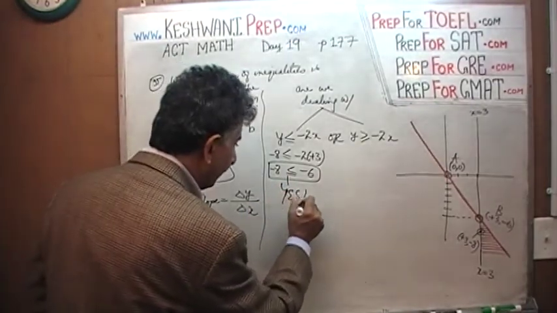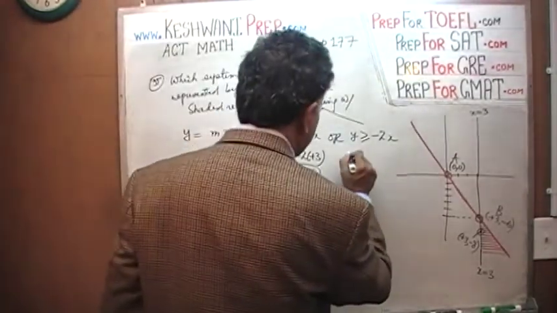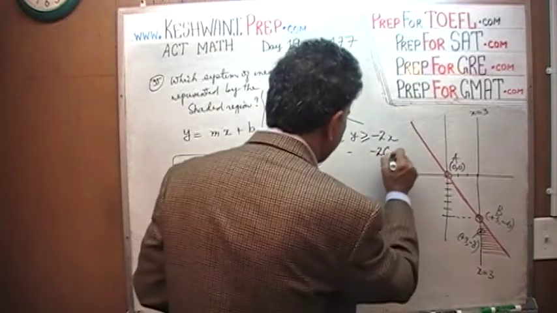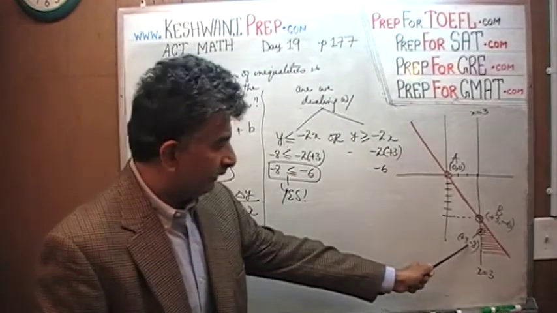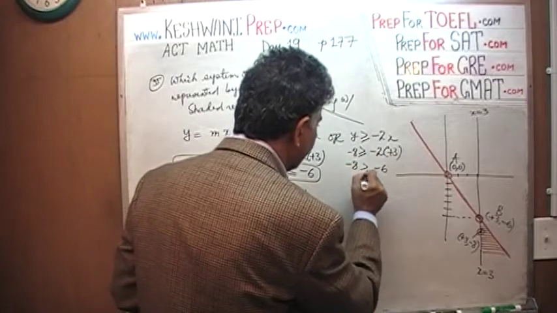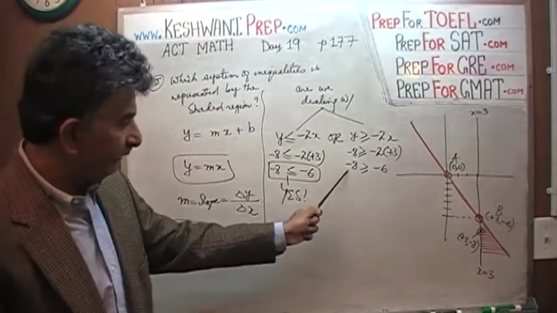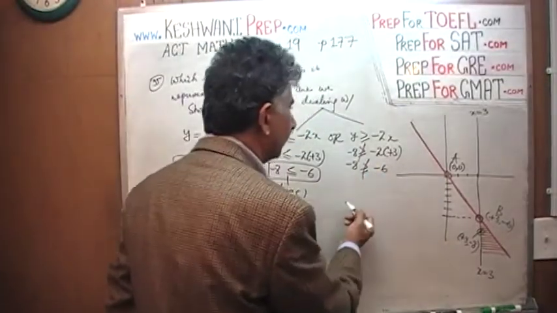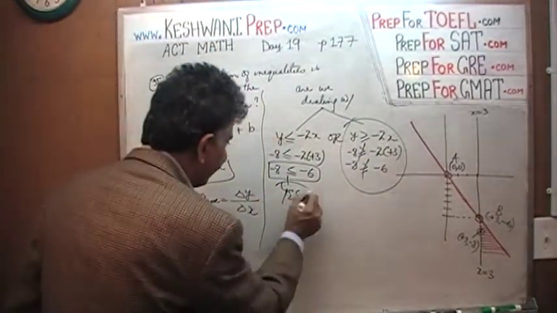On the other hand, if we had tried this one, we plug in the values here, positive 3, and again we get negative 6. But the y coordinate is negative 8. Is negative 8 greater than or equal to negative 6? The answer is no. This is not true. We're not dealing with this part. The inequality that we're interested in is this part where it says yes here.